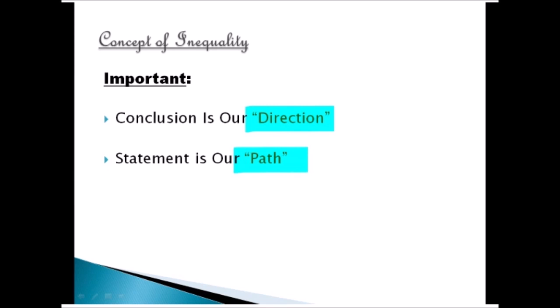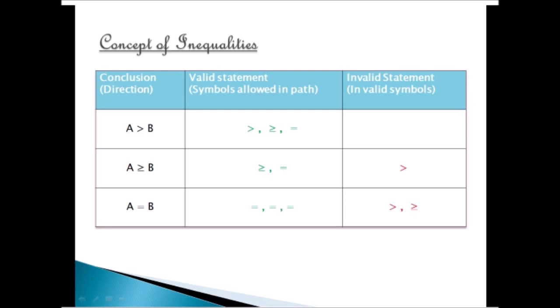Like my direction is from Kerala to Jammu Kashmir, and in between that direction the path will be like Kerala, Karnataka, Maharashtra, Gujarat, Rajasthan, and so on. So in today's concept, this diagram is important. We are not going to read like A greater than B, we will read like from A to B. These two are from A to B, and this one is A to B as well as B to A.